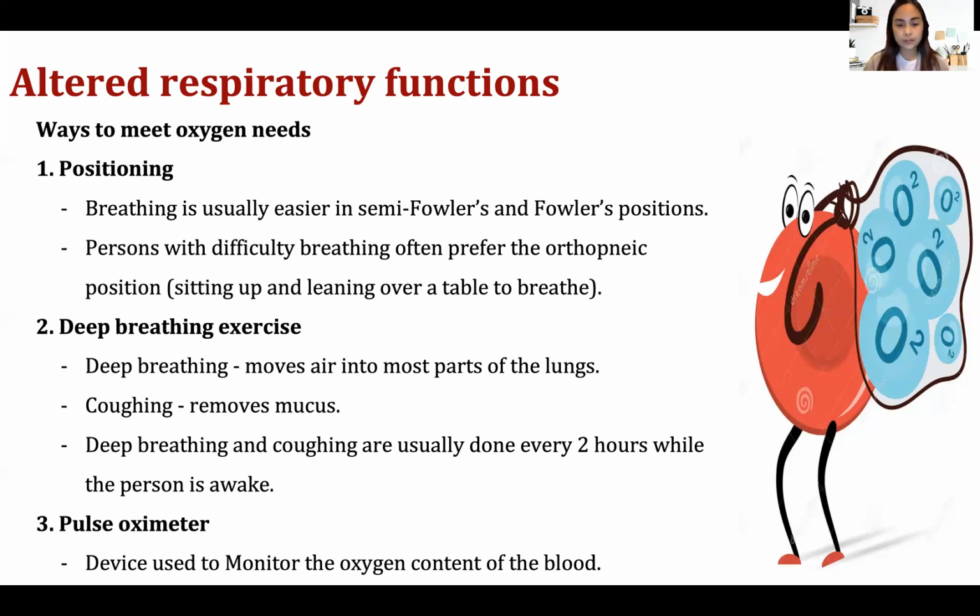And the pulse oximeter measures your oxygen saturation. The normal oxygen saturation, as we all know, is 95 to 100%.